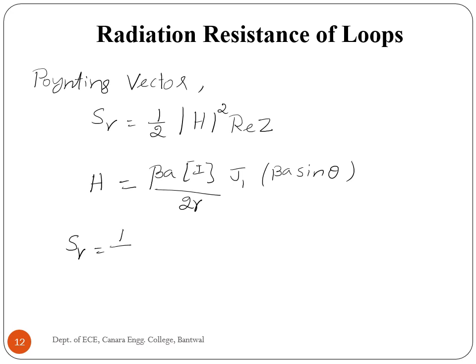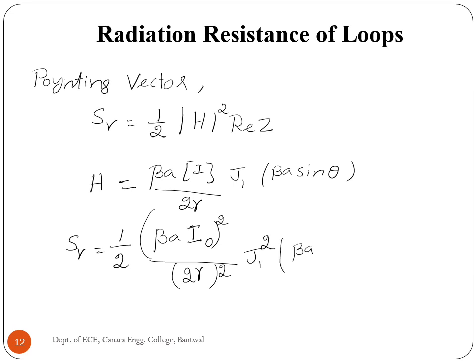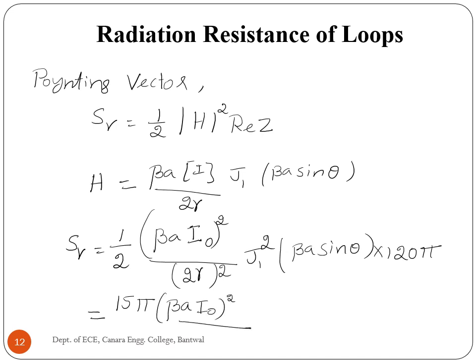I have written directly. First, we substitute here half, βa I naught square divided by 2r square J1 square of (βa sin θ) into 120π, which is equal to 15π βa I naught square divided by r square into J1 square of (βa sin θ), equation 2. This is equation 1.